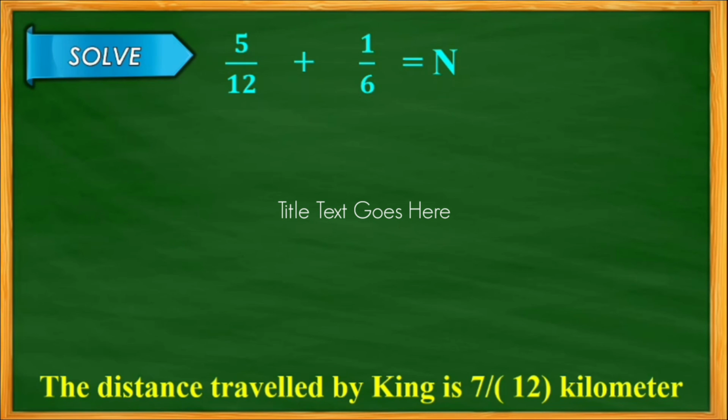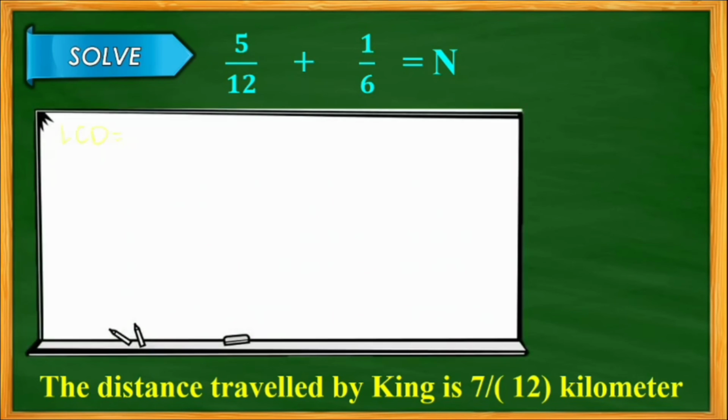So let's solve. So if 7/12 is correct, so this problem is a dissimilar fraction. So let's find first the LCD. Okay, so let's erase this one. Let's find first the LCD. LCD of 12 and 6. So 12, 24, and then this will be 6, 12. So the least common multiple is 12.